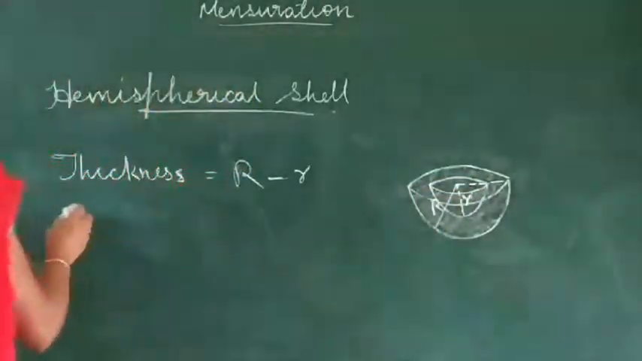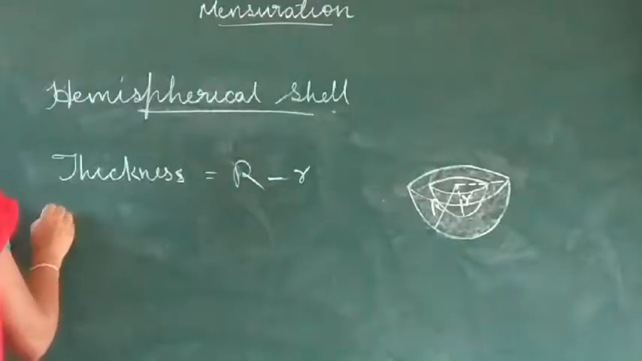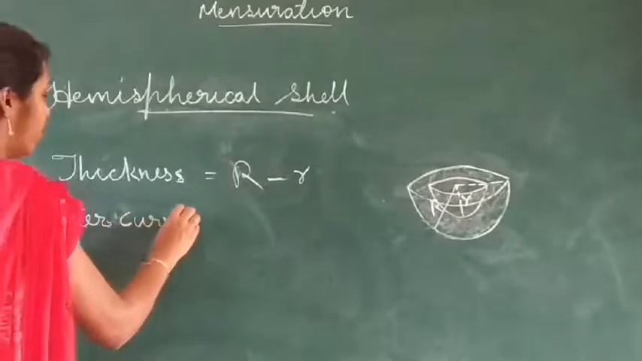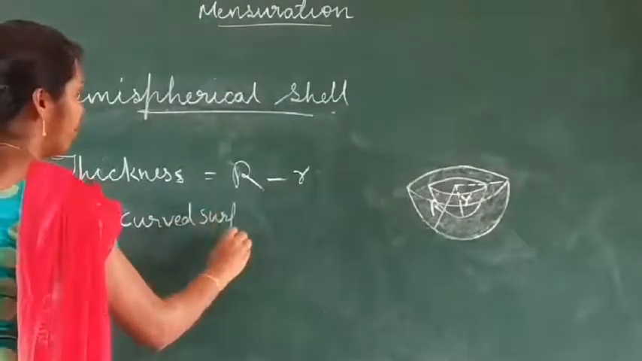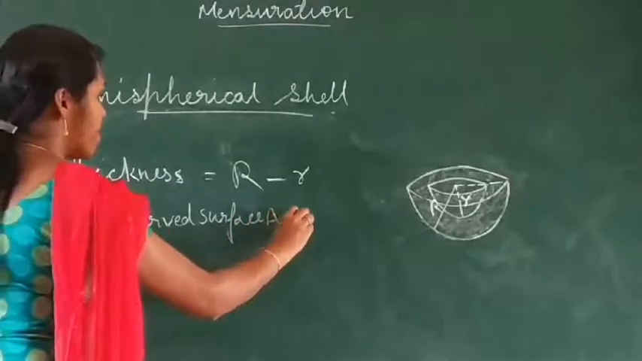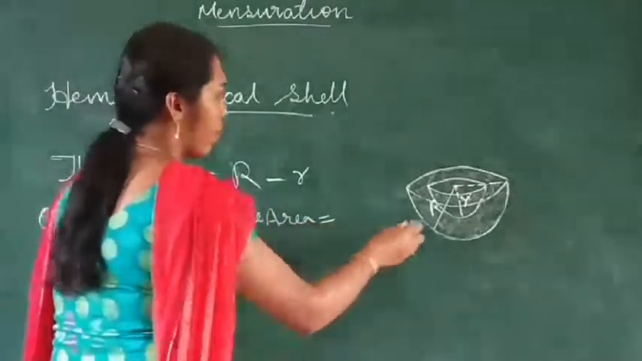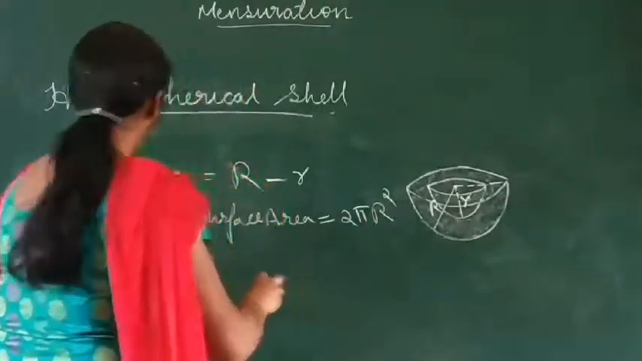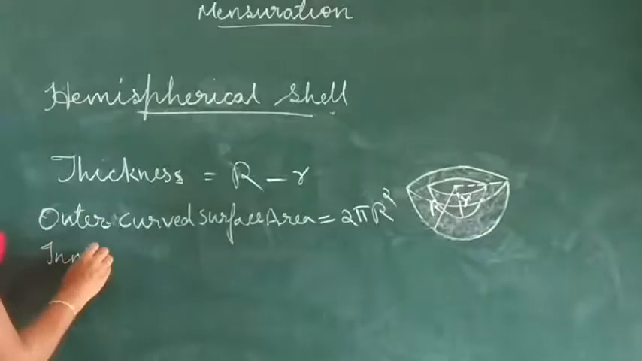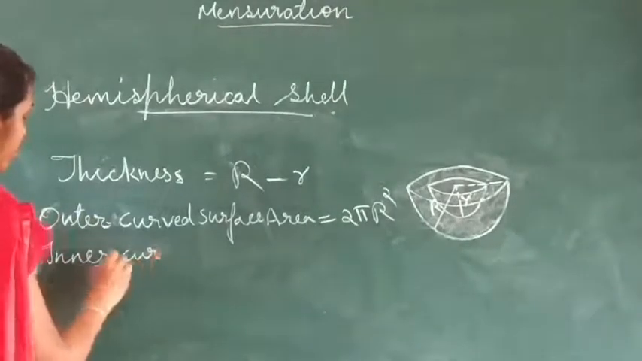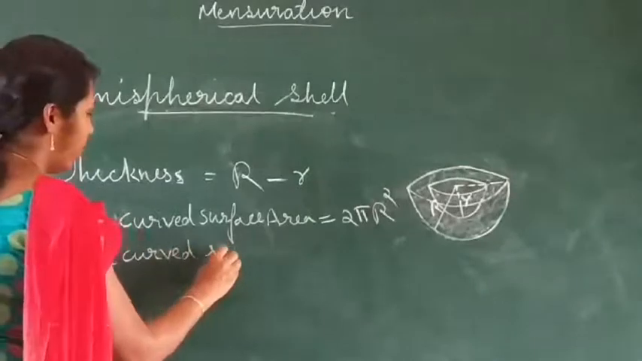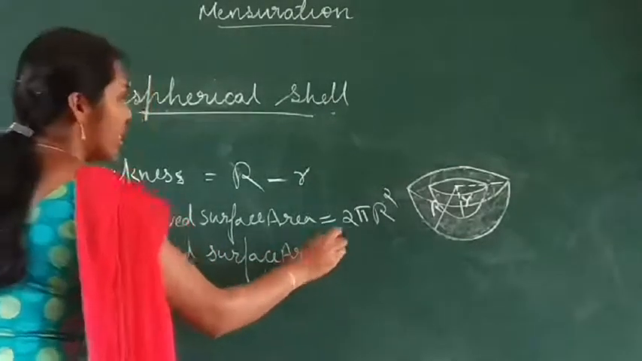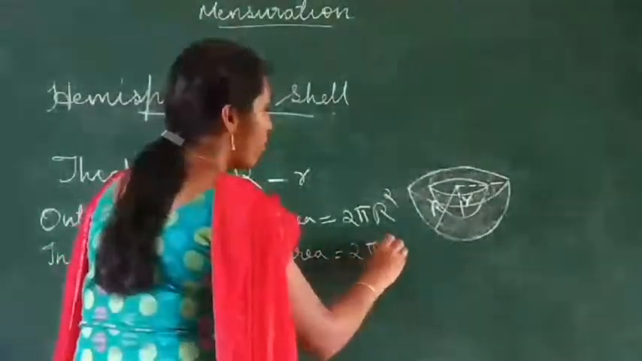So outer curved surface area is equal to 2 pi R square. Inner curved surface area is equal to 2 pi small r square.